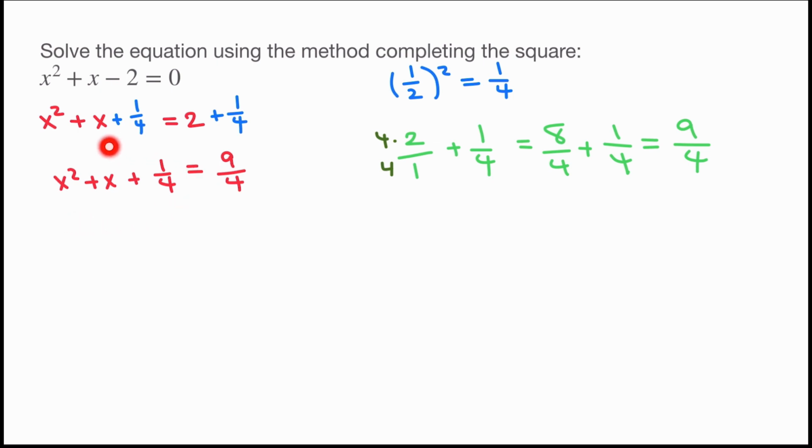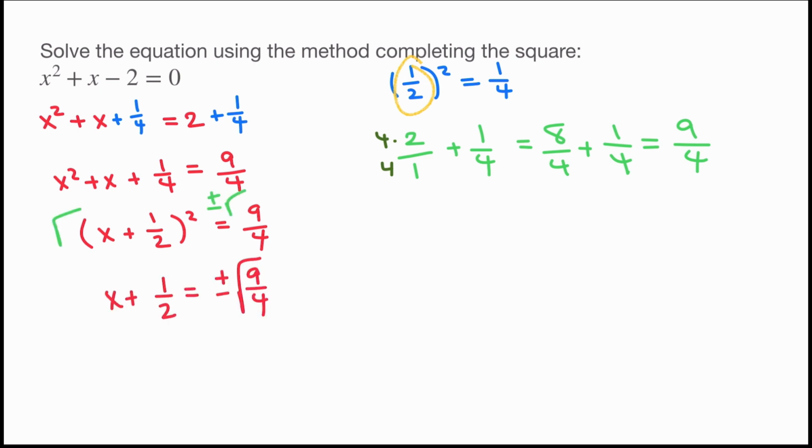Now I have to factor the left-hand side. This is a perfect square trinomial. I can factor this as something squared. It's going to be x plus the number that we squared, the 1/2. So x plus 1/2 squared equals 9/4. That works because 1/2 times 1/2 is 1/4. 1/2 plus 1/2 is 1. When you do your factoring, it's always the thing that you squared.